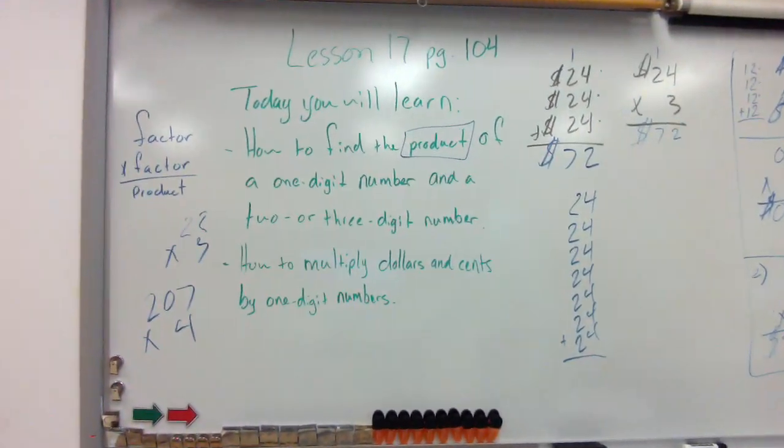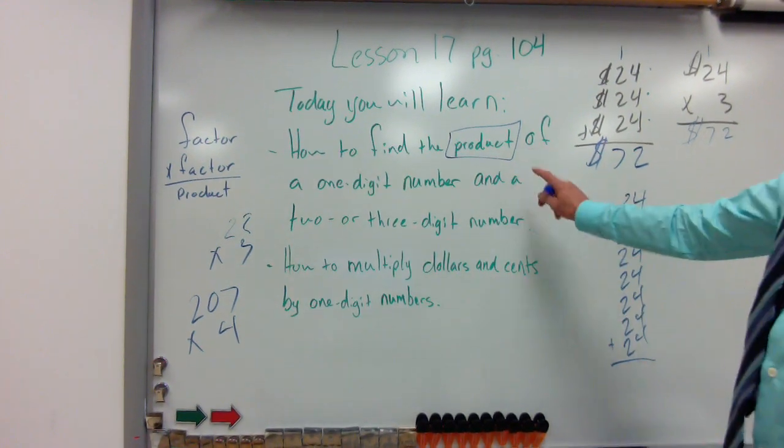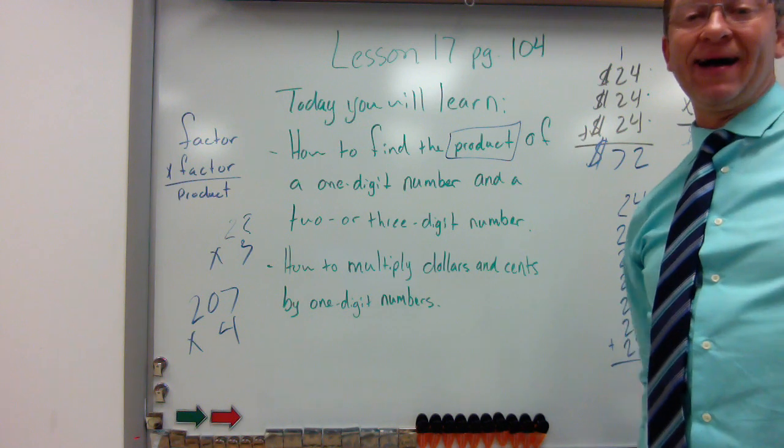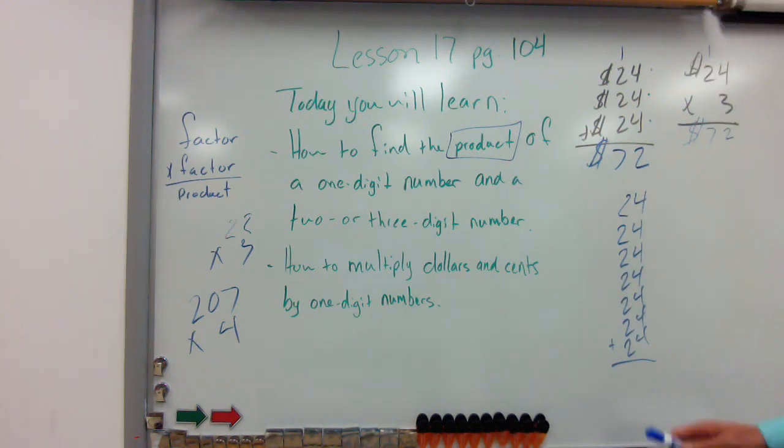All right, guys, quick review of our objectives today. Today we learned how to find the product or an answer to a multiplication problem of a 1-digit number and a 2 or a 3-digit number. We also learned how to multiply dollars and cents. The key for dollars and cents is don't forget your decimal point and dollar sign.